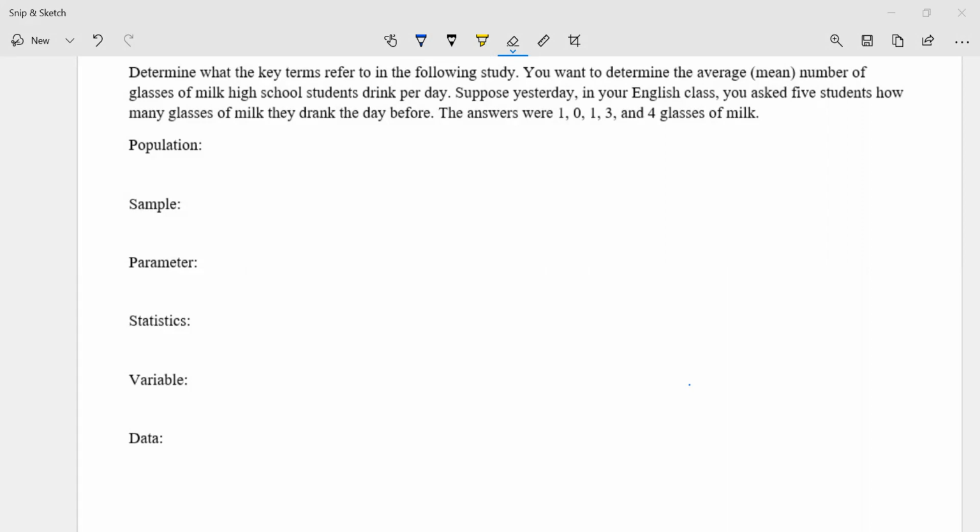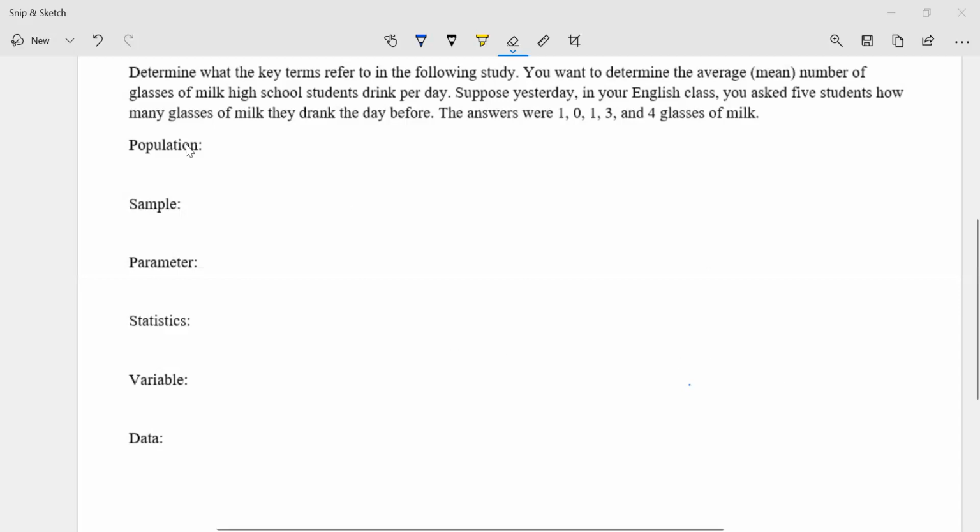Okay, so here, our curiosity wants us to know how many glasses of milk high school students drink per day. You guys are high school students, right? If I asked you, okay, you're a high school student, how many glasses of milk do you drink per day? You guys will give me different answers. Some of you don't even drink milk. Some of you guys drink a lot of milk. So if I asked you, each of you will give me a different answer. Well, I want to know what's the average amount of glasses of milk high schoolers drink per day.